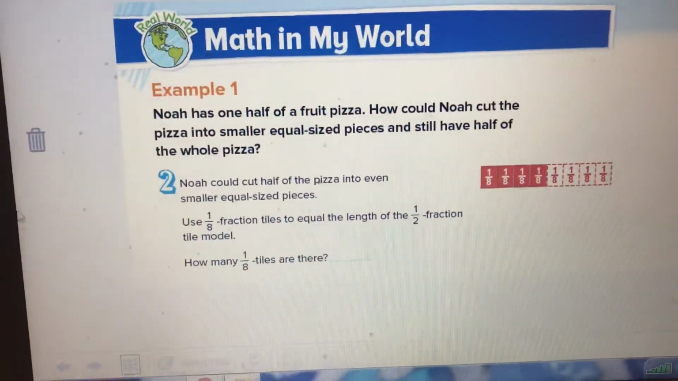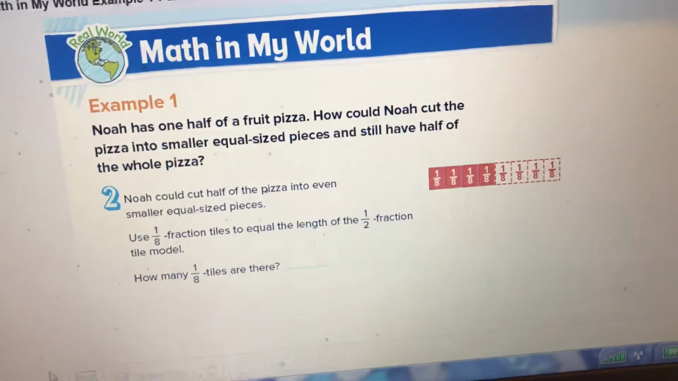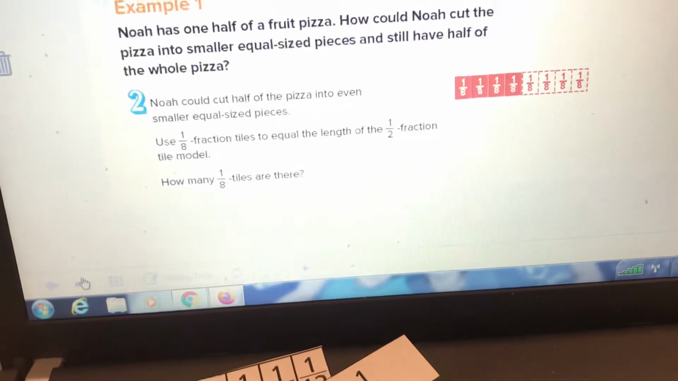I don't like to cut my tiles out because they kind of go all over, especially the 12ths. So when you do that, we keep going here. We can see that there are 4 1/8 tiles.